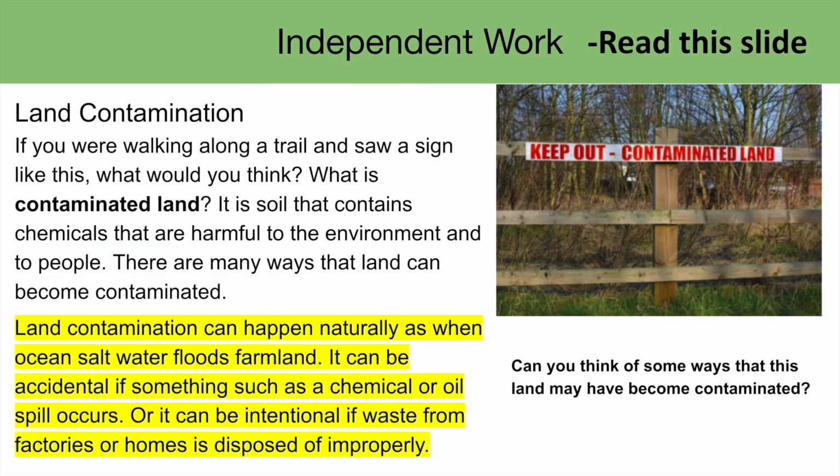So I found the answer on this slide to my first question. Land contamination can happen naturally, as when ocean saltwater floods farmland. It can be accidental if something such as a chemical or soil spill occurs, or it can be intentional if waste from factories or homes is disposed improperly.